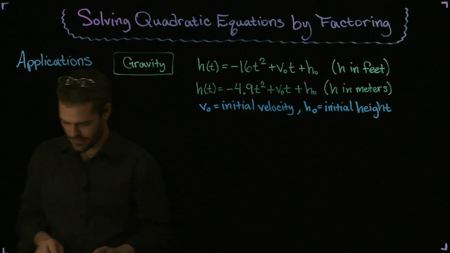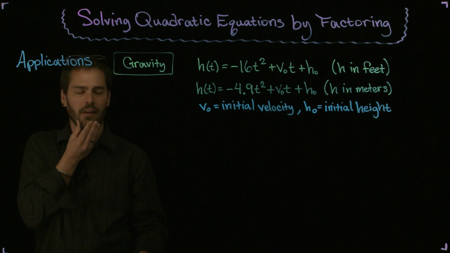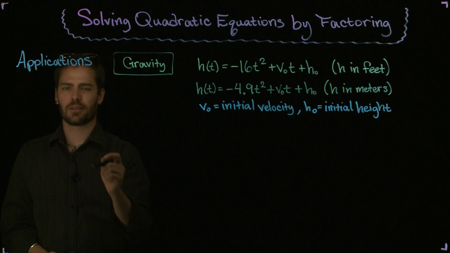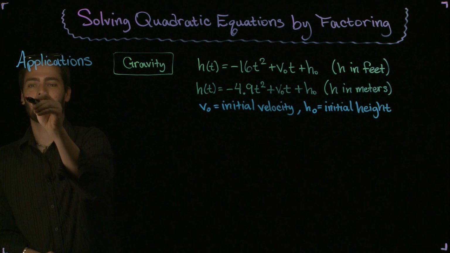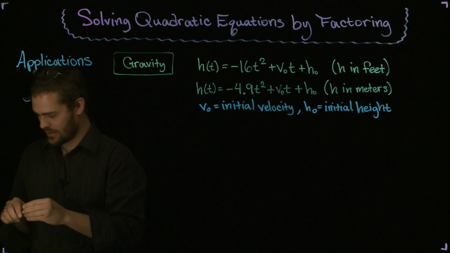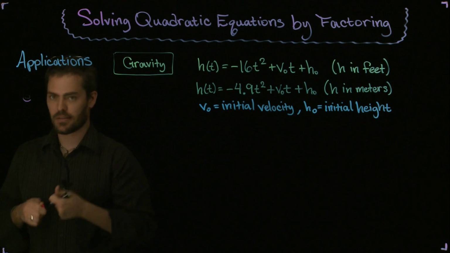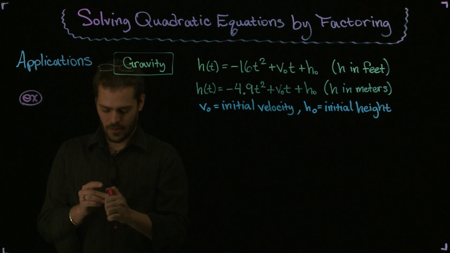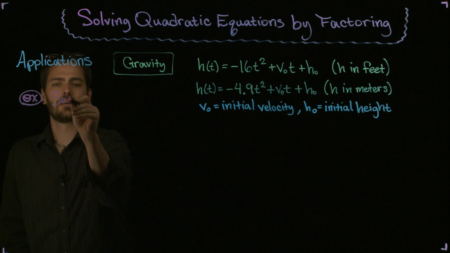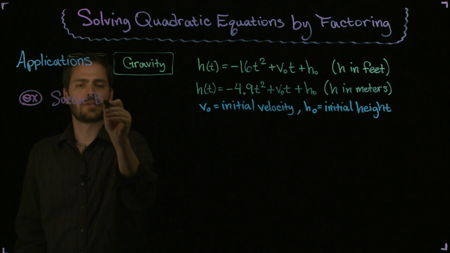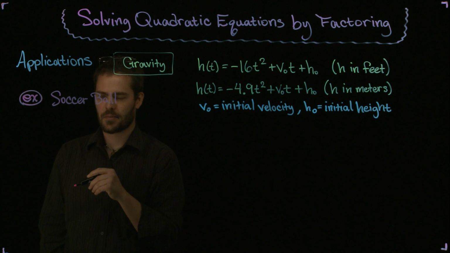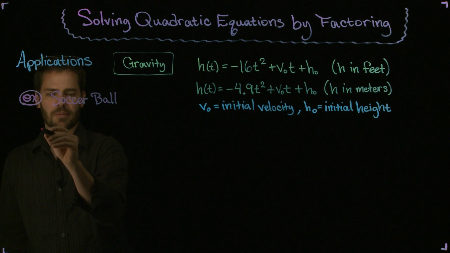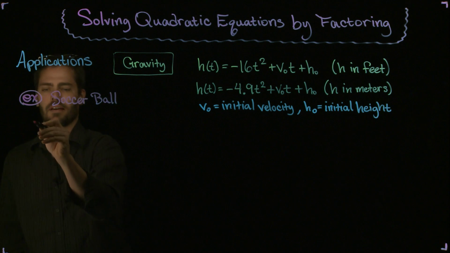Let me start with an example of kicking a soccer ball, and I'll use the metric version in honor of soccer around the world. So here's our soccer ball example. Soccer ball, which is just sitting on the ground, and somebody comes up and kicks it as hard as they can. And now we have an equation that represents the height of that soccer ball over time and looks like this.